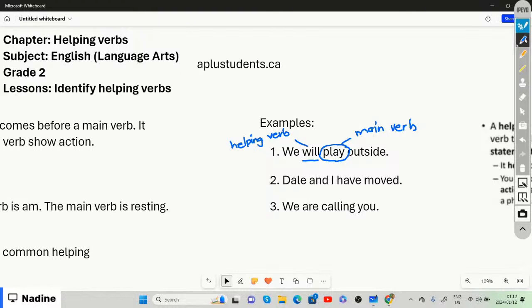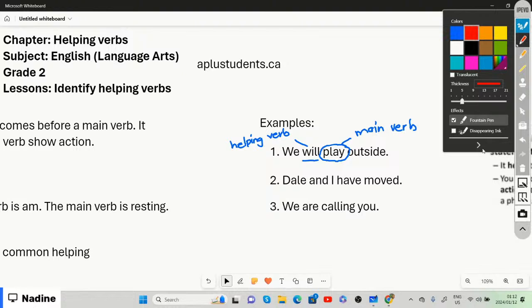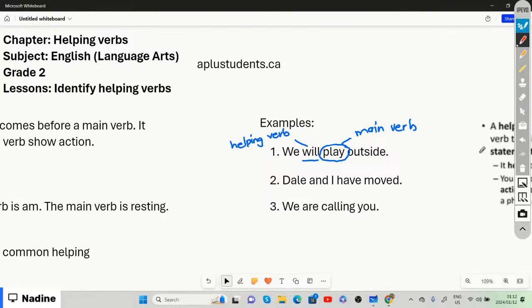If we look at sentence number 2, sentence number 2 says, Dale and I have moved. Dale and I have moved. So we need to, for example, show firstly the helping verb, and we also need to show the main verb.